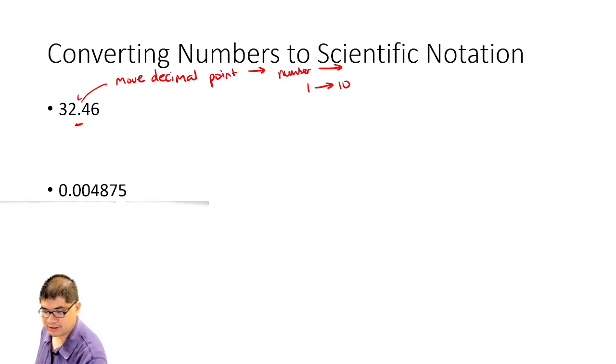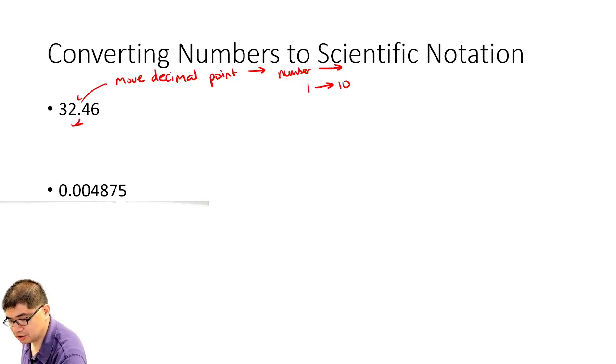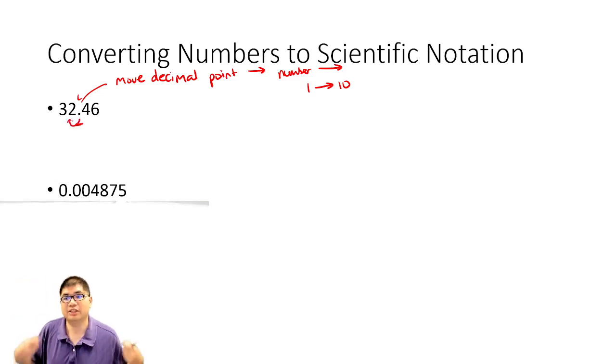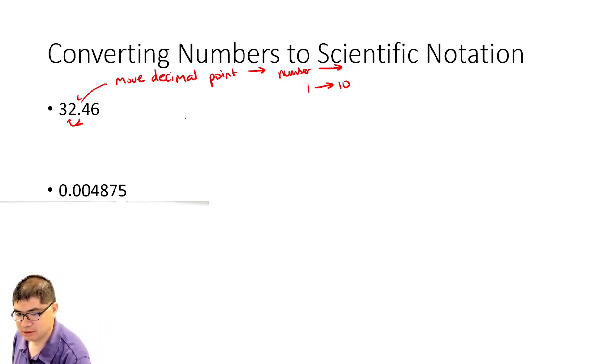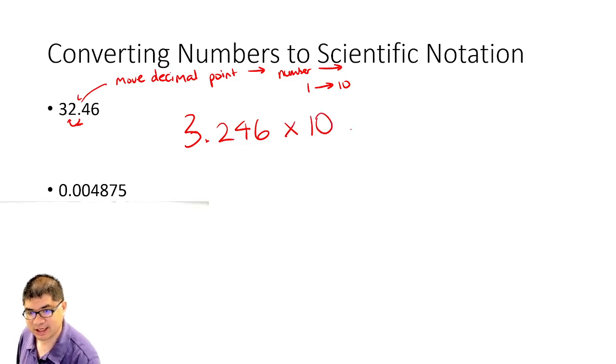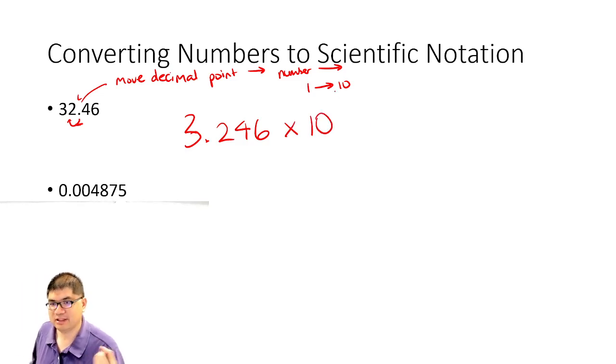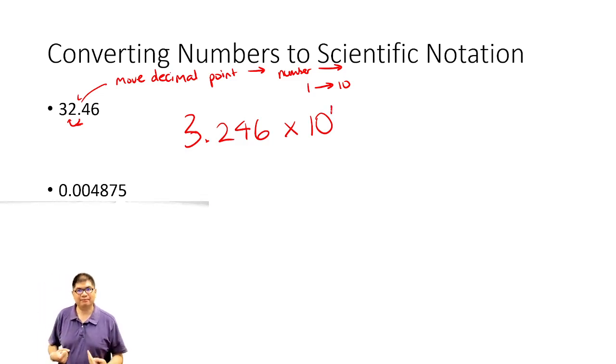To do this, I have to move it to the left by 1 spot, which means I divided it by 10. So I need to multiply it back by 10 to get the same number. So I get 3.246 times 10. Now, it's just 10, so I only multiply itself by itself once, so that's 10 to the 1.